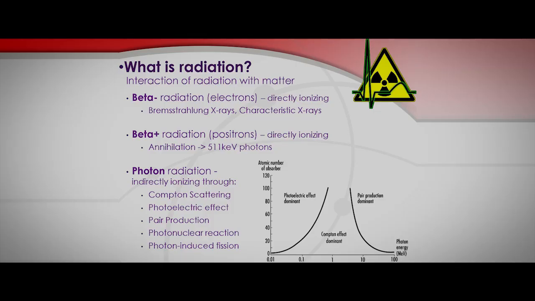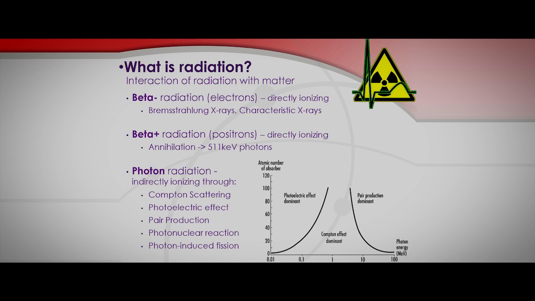Now, interaction of radiation with matter. This is, by the way, by no means complete. There's much more to that, but I'm just focusing on the most important aspects. We already discussed the X-rays. You can have characteristic X-rays, which are also important in determining elements by specific means.